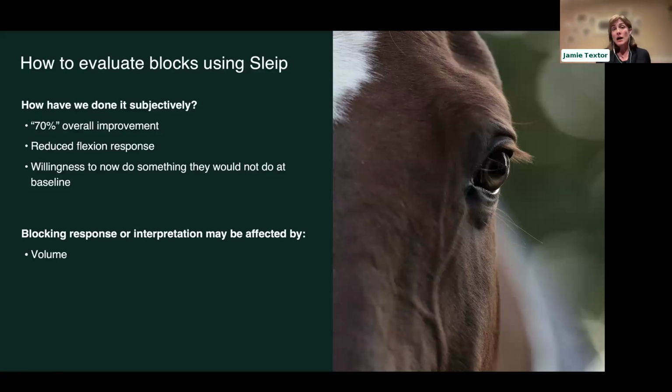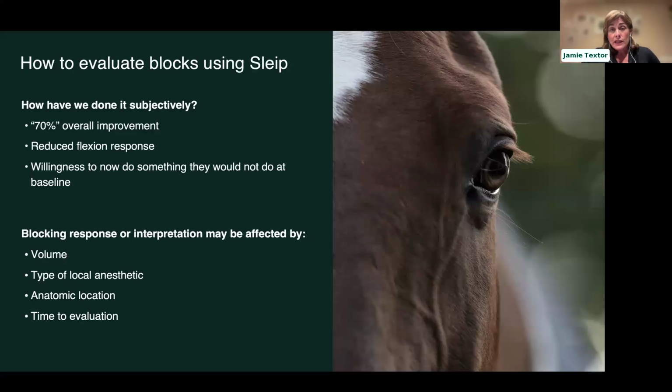Well, we know that the volume of the block we use is going to affect the outcome and the effect that we have there, using the amount of neuromuscular transmission at the sensory nerve fibers. The type of local anesthetic, we know there are differences between lidocaine and bupivacaine, right? The anatomic location, obviously, we know that depending on where we are on the leg, we might inadvertently desensitize other proximate structures that may be either proximal or distal to us just by virtue of the anatomy of the nerves in that area. How long we wait before we evaluate the blocks, right?